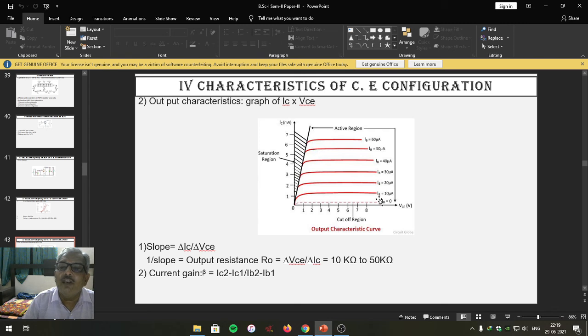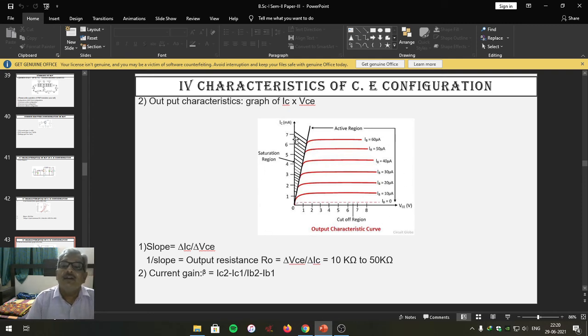If you look at the readings of IB, as IB increases from 10, 20, 30, 40, for 10, current is 1 milliampere. For 20, it is almost 2 milliampere. For 30, 3 milliampere. Look here, input is microampere, output is milliampere. Output is more than that of input. This indicates that as IB increases, IC also increases. This is another conclusion we can draw. Increase in IB increases IC.